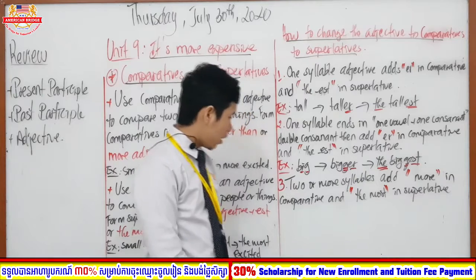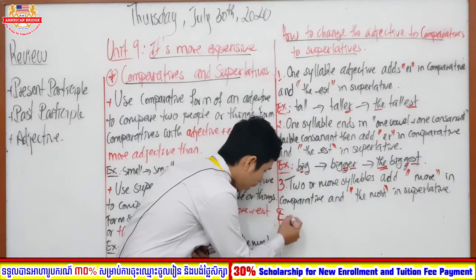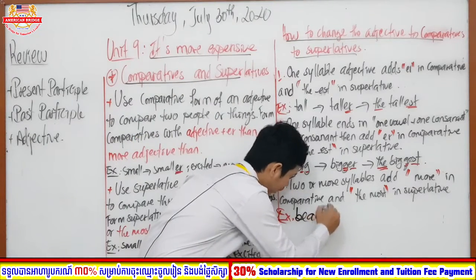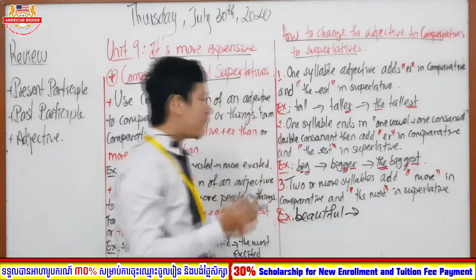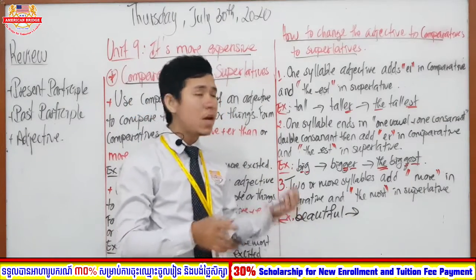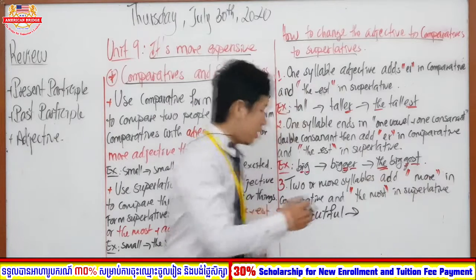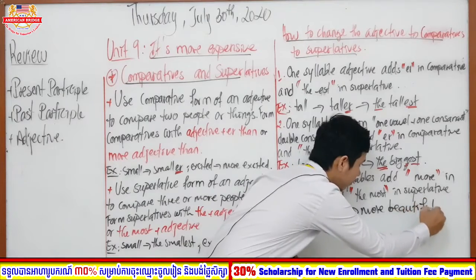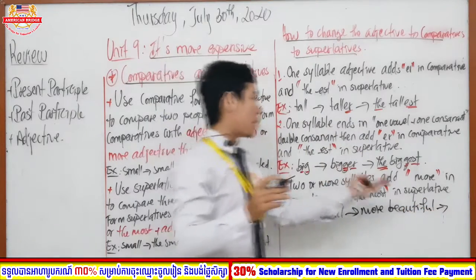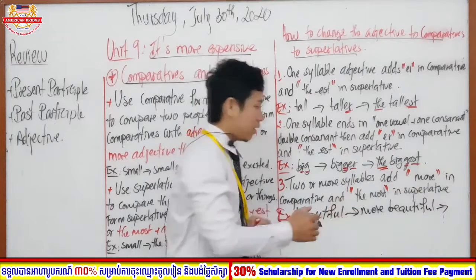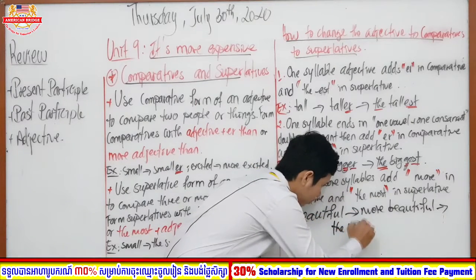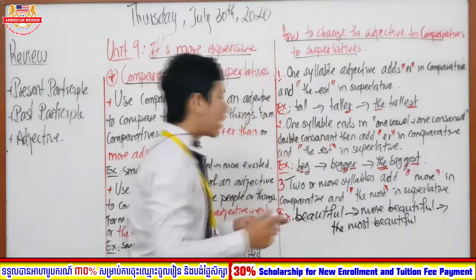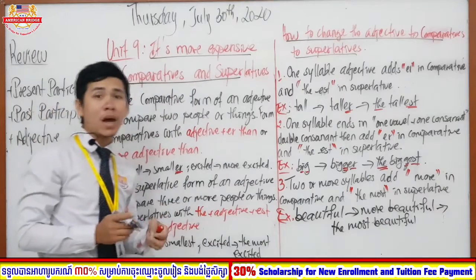Okay, so the last one, number 3: two or more syllables add "more" in the comparative and "the most" in the superlative. Oh, sorry, I forgot the example for you. For two or more syllables, I give you the word beautiful. If you want to change it into the comparative adjective, you have to add "more", so you put "more" and then the word beautiful. And if you want to change it into the superlative, you have to add "the most", so "the most" and then the word beautiful. So this is the way you change from the comparative to the superlative.